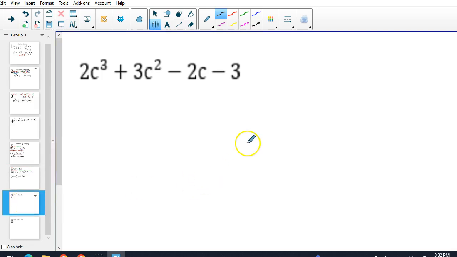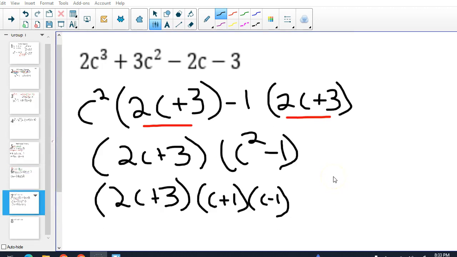Alright. Now, I want you guys to take a second to give this one a try. Okay, hopefully you all got a chance to give it a go. This is our answer here. We can factor out c squared and -1. The reason we're factoring out this -1 is because it makes the terms on the inside the same. And we need those to be the same so we can factor them out. So I factor out my 2c plus 3 as well, and we get 2c plus 3 times c squared minus 1. C squared minus 1 is a difference of squares, so we can break that up further.